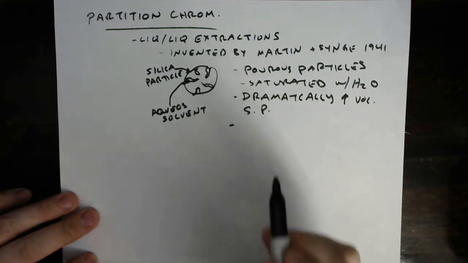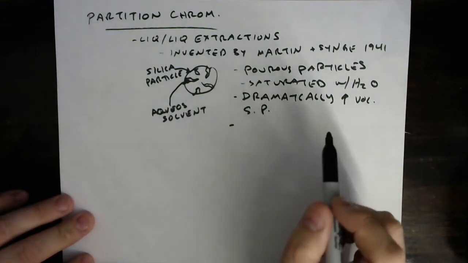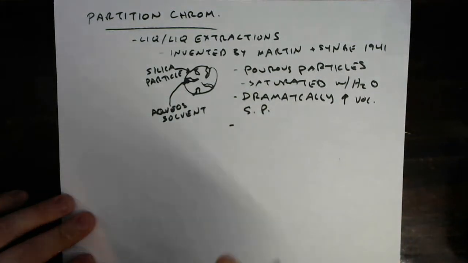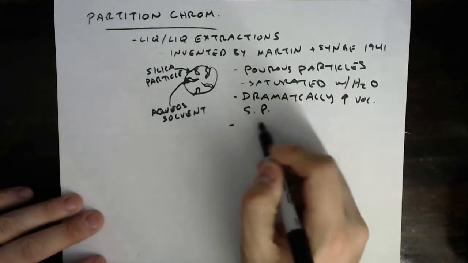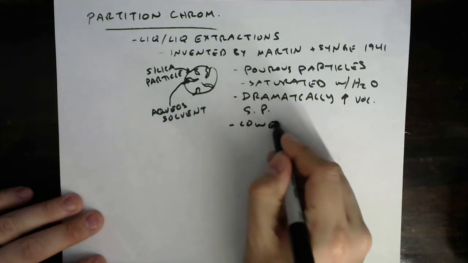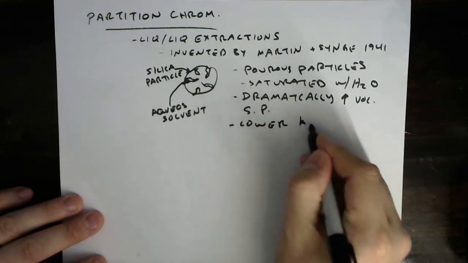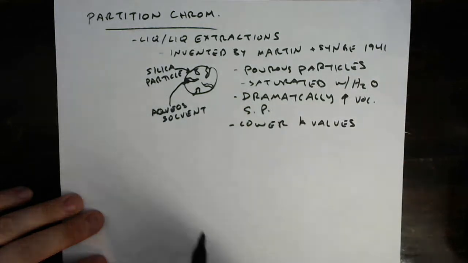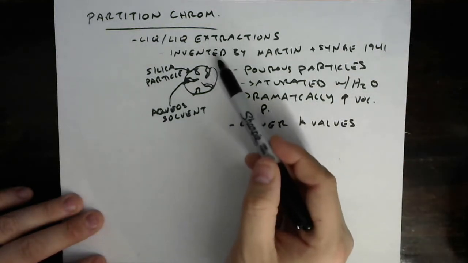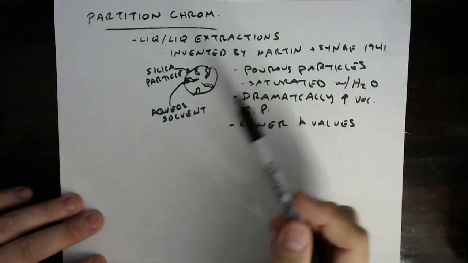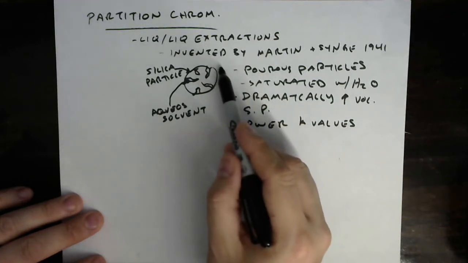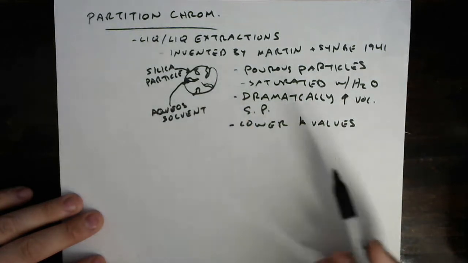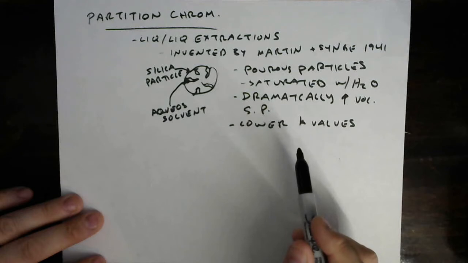And the thing I've been hammering adsorption chromatography for the entire semester, this gives lower K values, right? Lower retention. And that's because the solvation energy of analytes going into aqueous solution is less than the energy involved in strong hydrogen bonding at the surface of the silica particle.